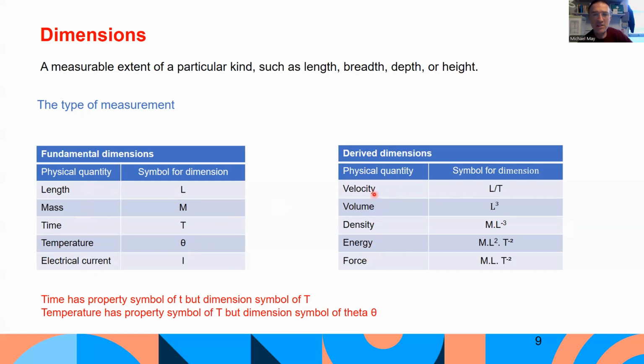And you can see velocity is basically derived from length divided by time. There might be a little bit of confusion about the symbols T. Time has the property symbol of small t, but the dimension symbol of large T. Temperature, however, has the property symbol of capital T, but the dimension symbol of theta. Just in case you see a capital T cropping up in different places, that's the reason why.